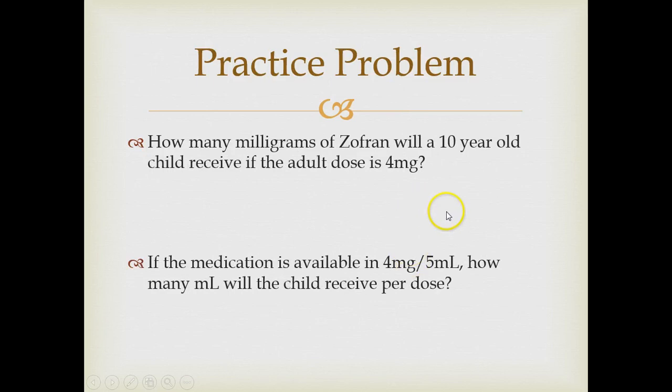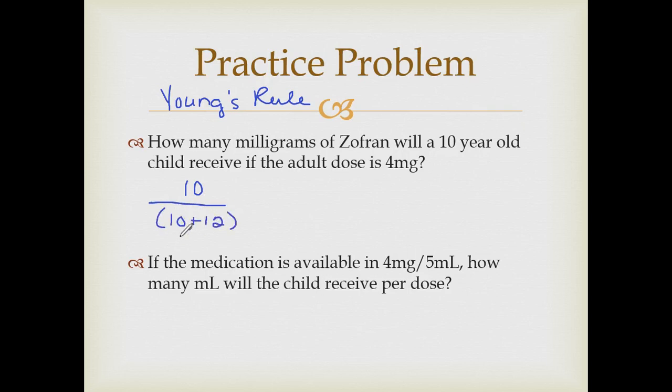Let's take a look at the next example. How many milligrams of Zofran will a 10-year-old child receive if the adult dose is 4 milligrams? I have my age in years, so this is going to be Young's rule. I have the patient's age, which is 10, divided by 10 plus 12, which gives me 22, times my adult dose of 4 milligrams. This is 10 divided by 22 times 4, which gives me a dosing of 1.8 milligrams per dose.